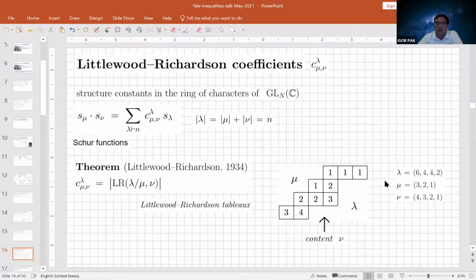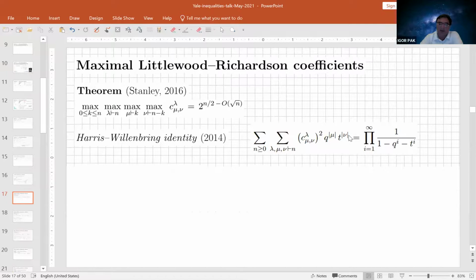And in addition, they have to be ballot sequences. So until every point, there are at least as many 1s as 2s, and at least as many 2s as 3s, and so forth. So that's a combinatorial interpretation for Littlewood-Richardson tableaus. We're not going to use them, but it is important there is one, because having a combinatorial interpretation actually is quite handy.